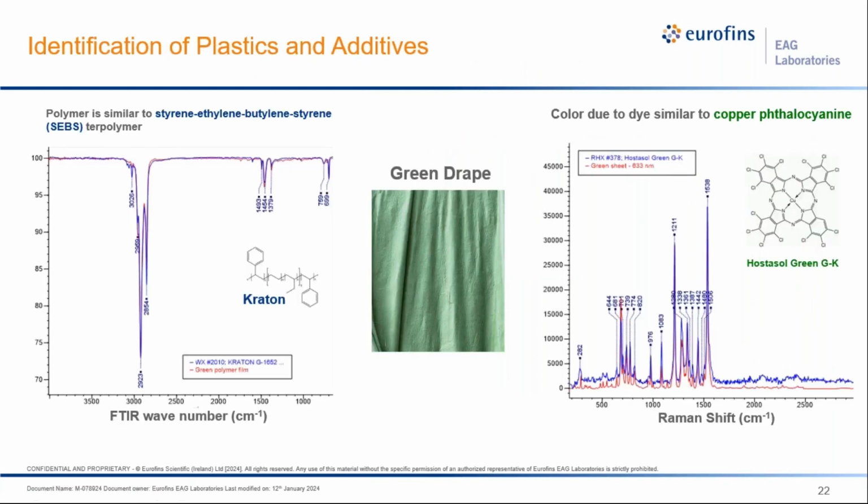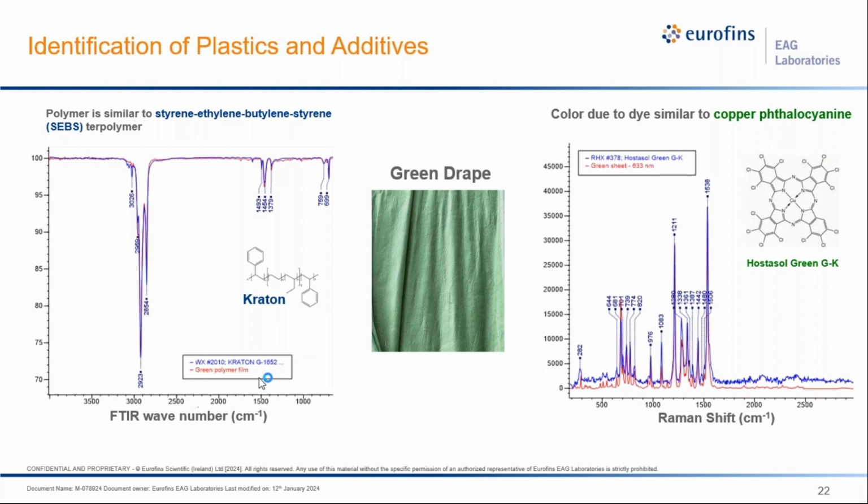So I'm going to use one example, kind of a simple example to illustrate this idea. So we are going to be analyzing this green drape material. And when we do FTIR on it, we're going to figure out that, look, it actually matches very well to a material called Kraton. Kraton is a styrene ethylene butylene styrene, so it's a terpolymer called SEBS. And so with FTIR, we're able to identify the base polymer.